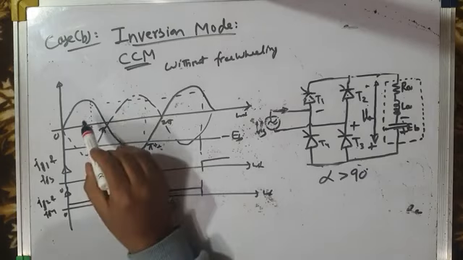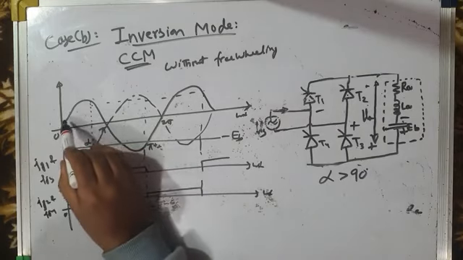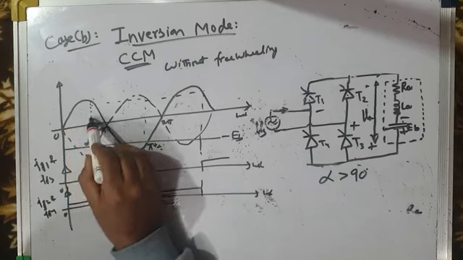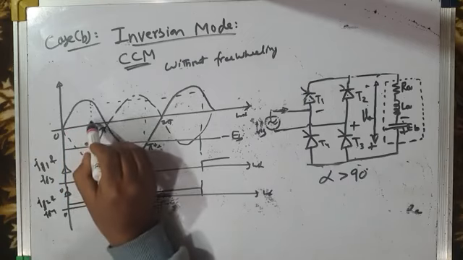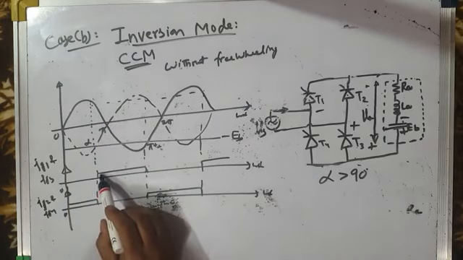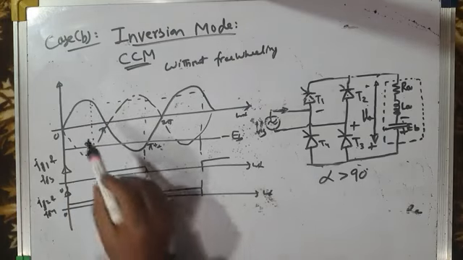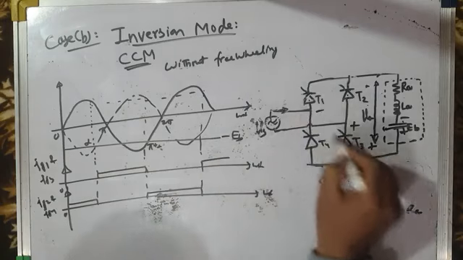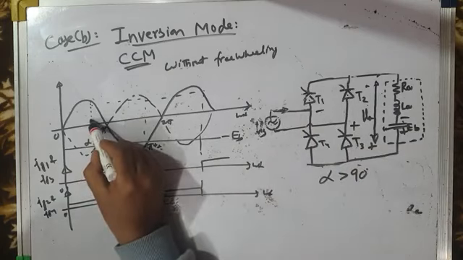We can very clearly see alpha is greater than 90 degrees. We are not firing below 90 degrees. We are firing above 90 degrees. This is around 120, 130 degrees alpha. And which pair is fired? T1, T3 pair is fired. So immediately the T1, T3 pair will go into conduction and current will start rising.